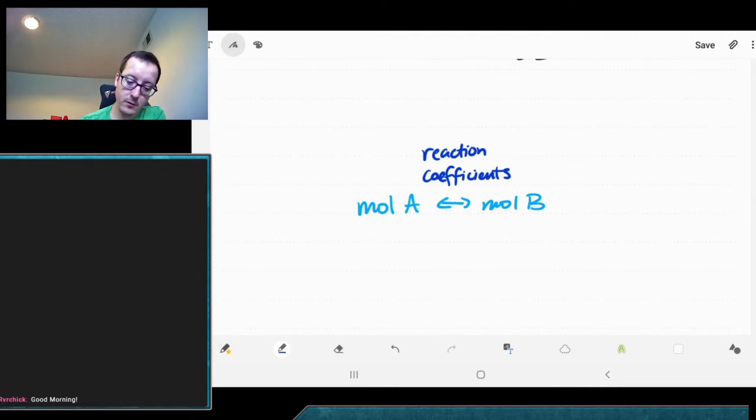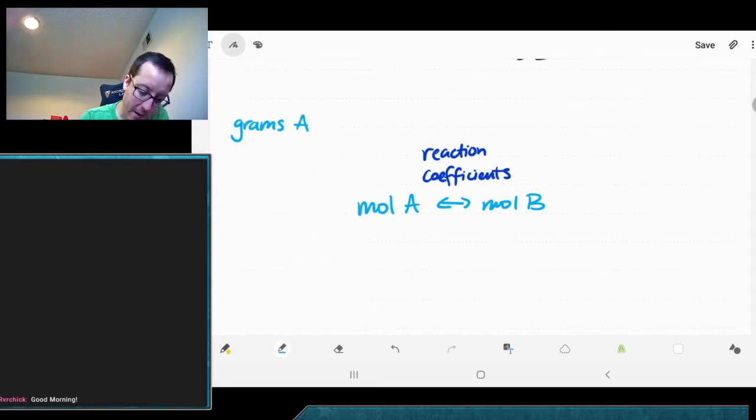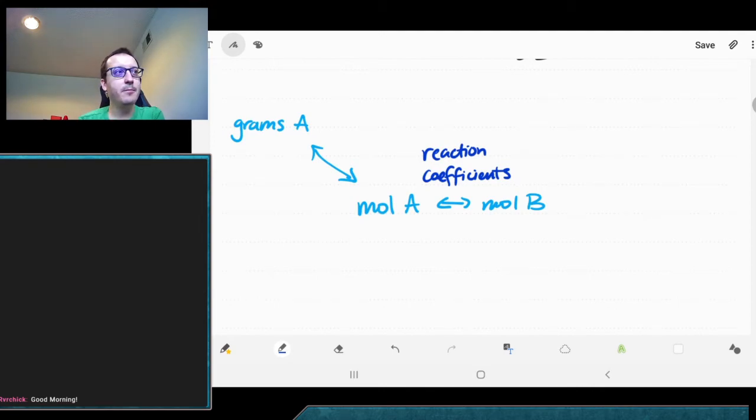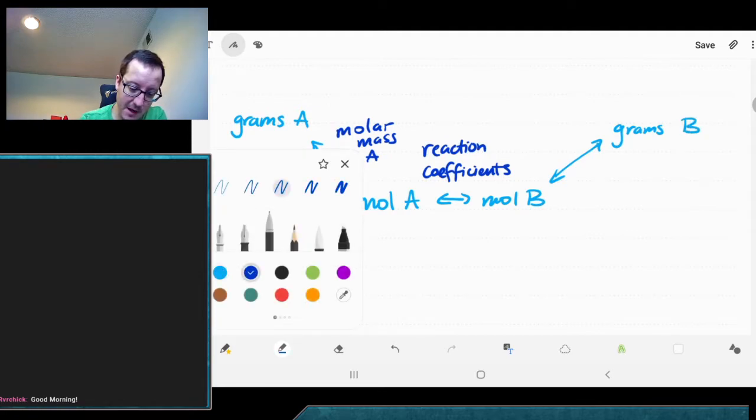For example, if we had grams of A, how might we go from grams of A to moles of A? Do we remember how to do that? We have a special conversion between those two. Maybe you remember that is the molar mass of A, which will get us between grams and moles. And if we wanted grams of B, well, we would just use the molar mass of B, right?